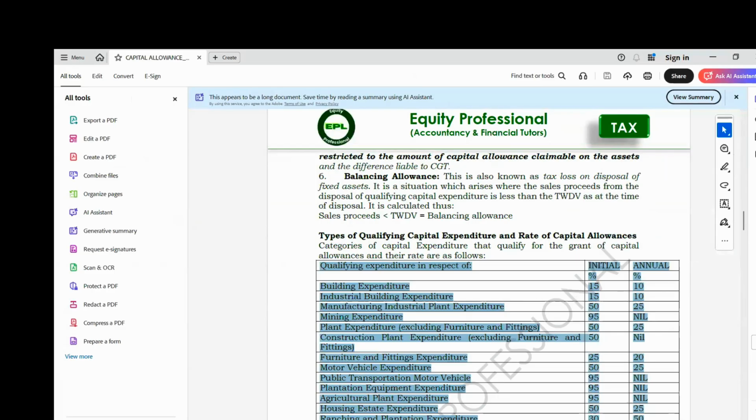Alimat, mute your mic, please. Mute your mic. So this table will be given to you by the examiner for each of these rates.